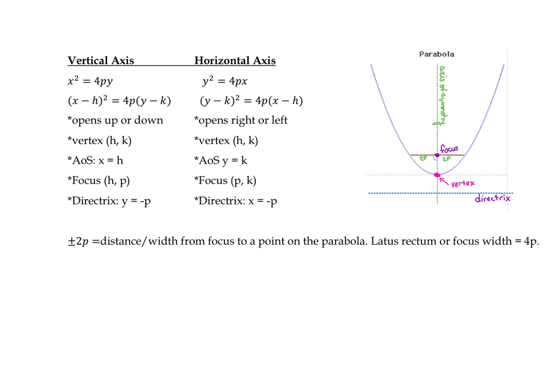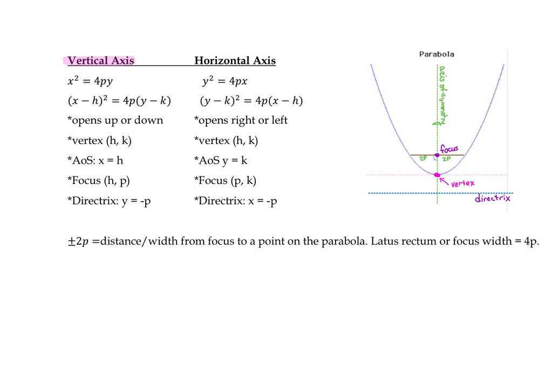Looking at the vertical axis, we're going to go down that list first. So it's an x squared, and in simplest terms, x squared equals 4py. And then with the transformation form, it's (x minus h) squared, so that's where the x-coordinate of the vertex comes from, is equal to 4 times p. P is that value where the focus and the directrix is, and then (y minus k). When I have an x squared, it opens up or down, which we already know.